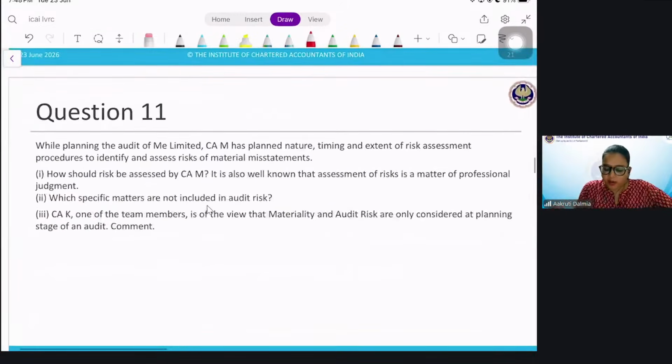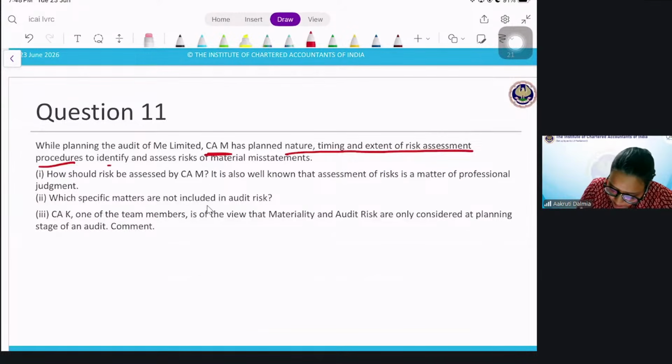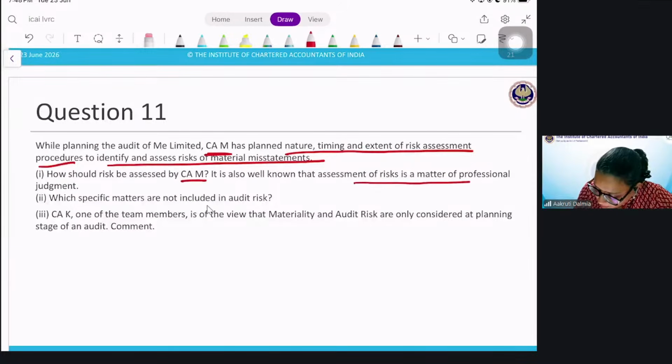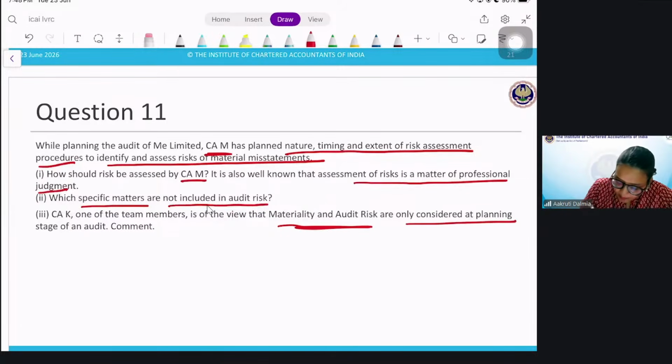While planning the audit of ME Limited, CAM has planned nature, timing, and extent of risk assessment procedures to identify and assess risk of material misstatement. How should risk be assessed by CAM? It is also well known that assessment of risk is a matter of professional judgment. Which specific matters are not to be included in audit risk? CAK, one of the team members, is of the view that materiality and audit risk are only considered at planning stage.